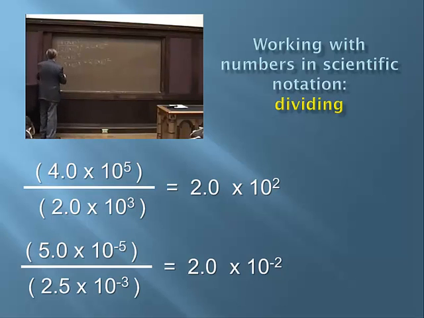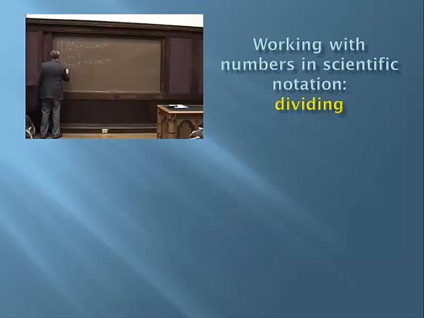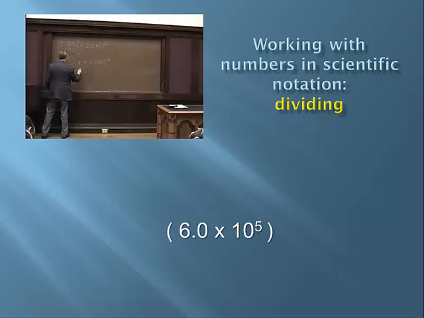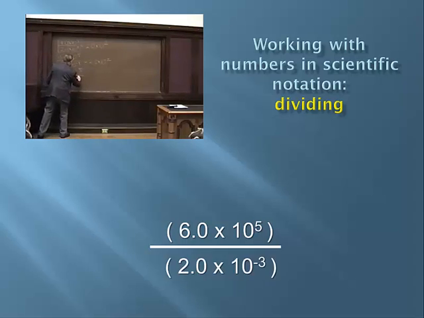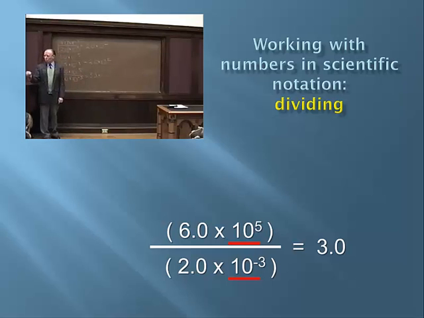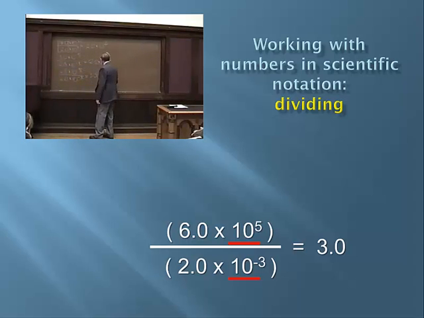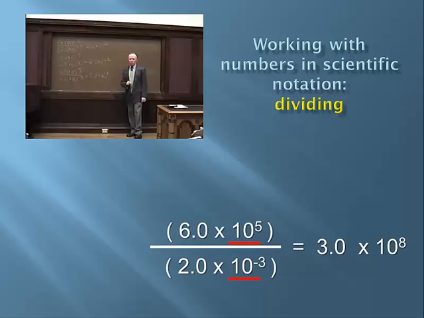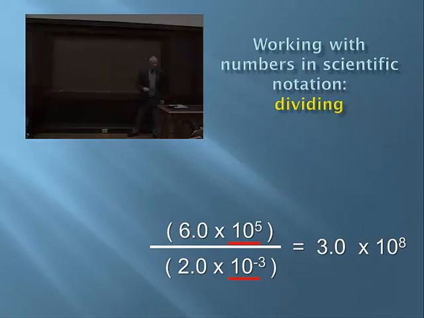And why don't we try mixing them this time? We'll do 6.0 times 10 to the minus 5. No, let me do plus 5 on the top, over 2.0 times 10 to the minus 3. Well, this is 3.0, and that will be times 5 minus minus 3, which is the same as plus 3. So that will be times 10 to the 8th. Does that make sense? Okay.